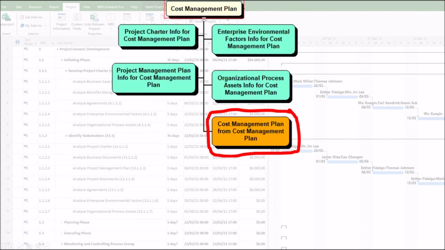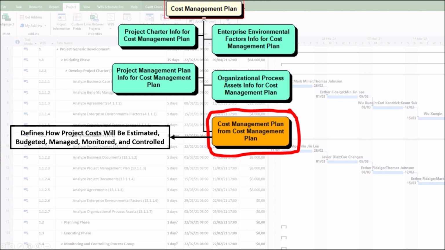How important is the cost management plan output in the plan cost management process? The cost management plan is the primary output of the plan cost management process, and it plays a critical role in project success. Here's why the cost management plan is so important.